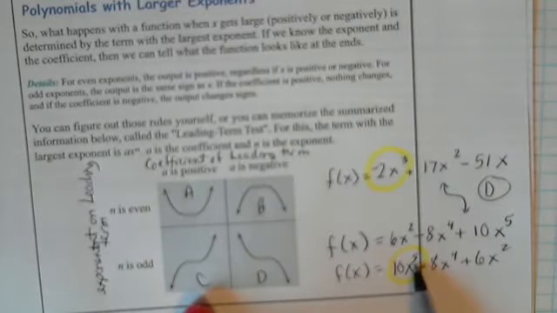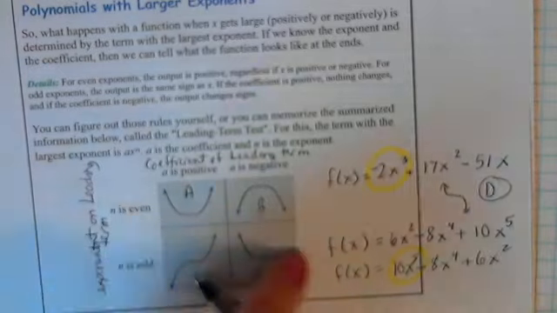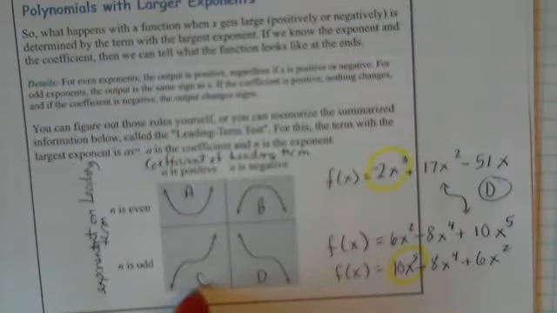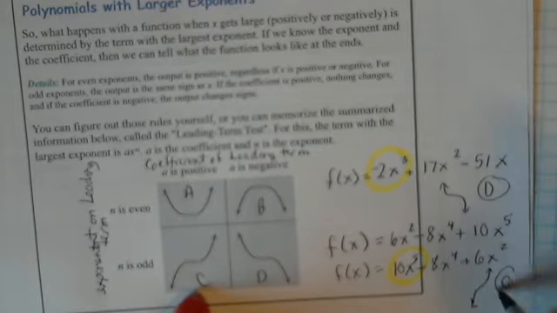Alright, keep your finger on that column. Now look at the exponent. The exponent is odd, so this column for the coefficient and this row for the exponent, they meet right here at C. And so the shape of this graph, if we were to actually plot some points, would look like this, or letter C.